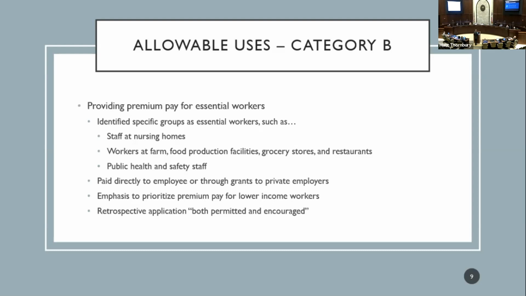And then this is interesting. It's a retrospective application. So you can actually apply funds for essential workers that were classified going back to last March. And language in the interim final rule says that it's both permitted and encouraged use of these funds.